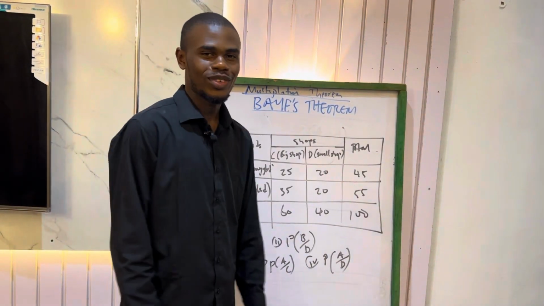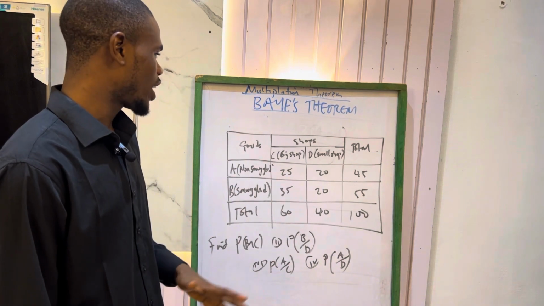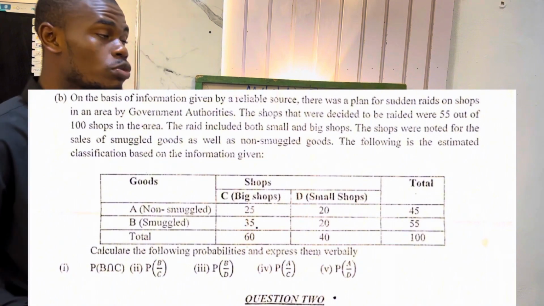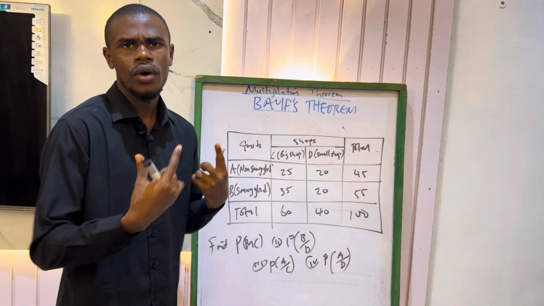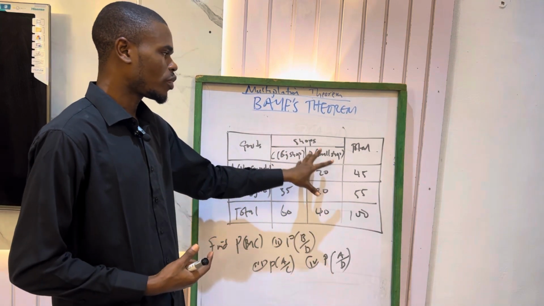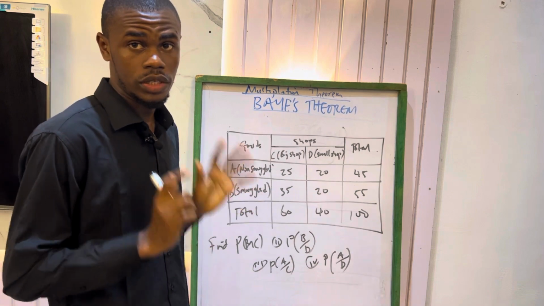Okay, so welcome back to class. This is another question on Bayes' theorem. We're going to check it together. It's a simple one. Don't look at it as complex. For you to be able to solve this question, you have to redraw the table, because this one is just giving the events, not the probability of the events, just the events.